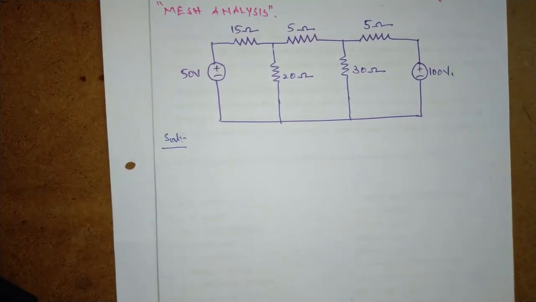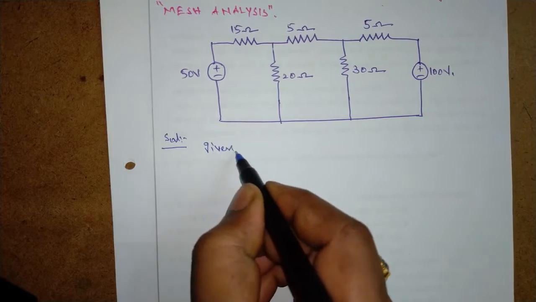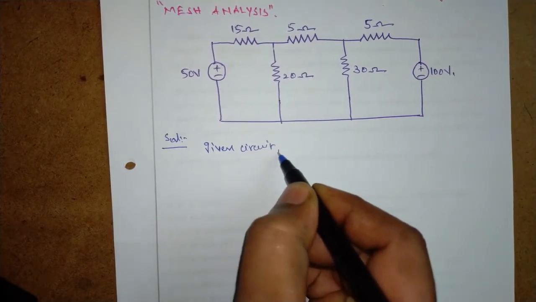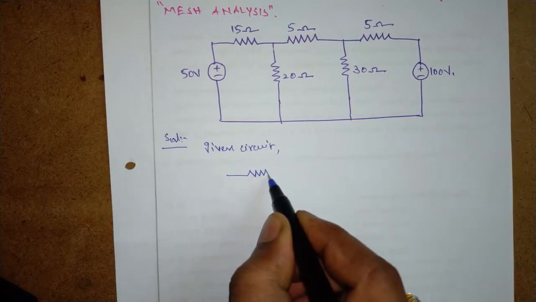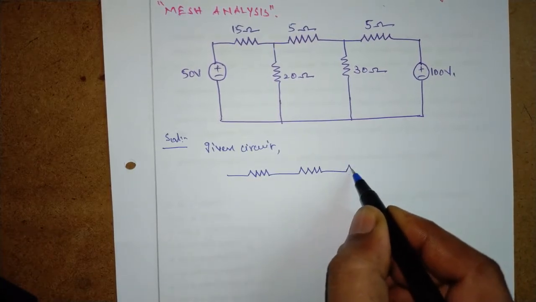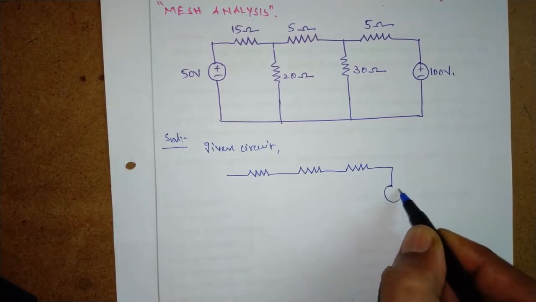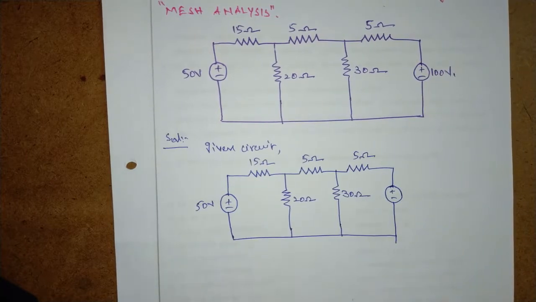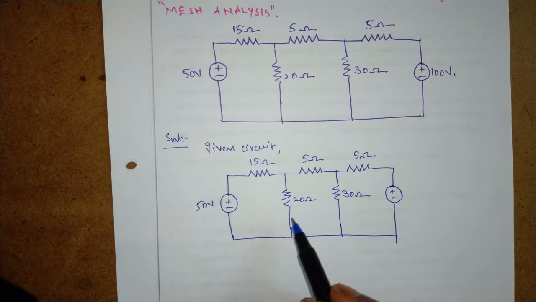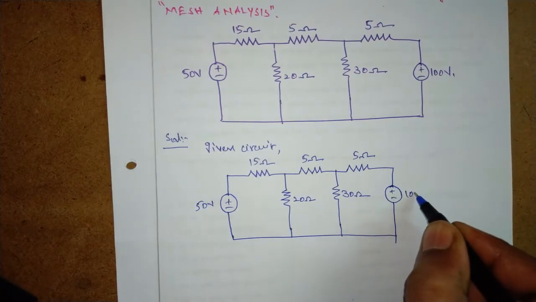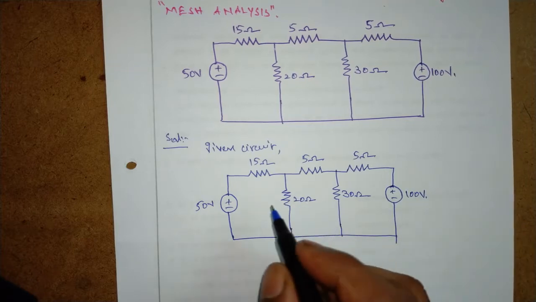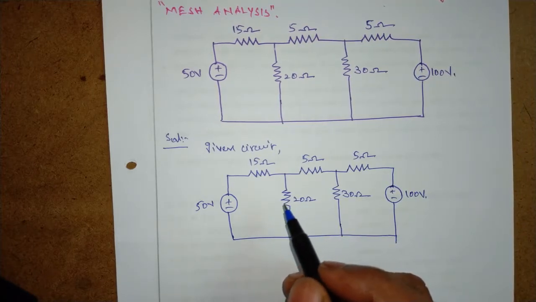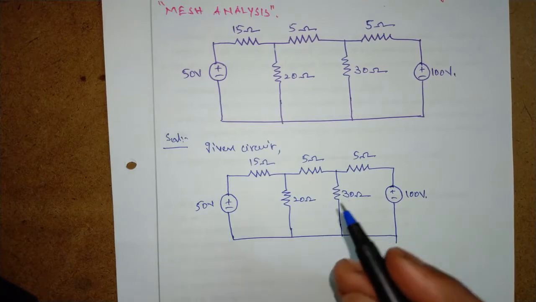first redraw the given circuit. This is the given circuit. Coming to the mesh analysis, first of all we have to identify the basic loops in the given circuit. Here it is 100 volts. A basic loop is a loop which contains at least one new branch or new element.